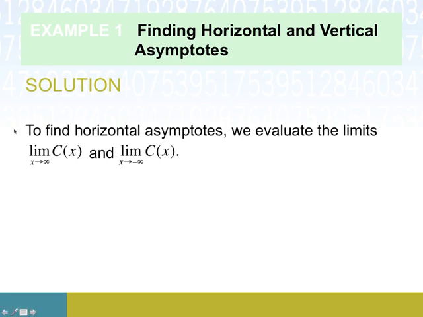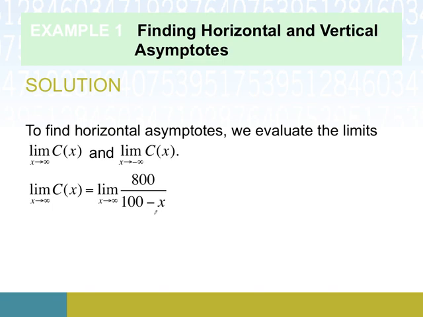So just by definition, we're going to grab these limits as x goes to infinity, x goes to negative infinity, and see what happens to the cost function. I'm using C, of course, here because I don't have an f of x, but I sure do have a C of x function. So the limit as x goes to infinity says, what happens to 800 over 100 minus x as x gets really large?